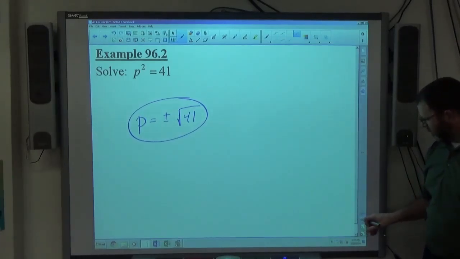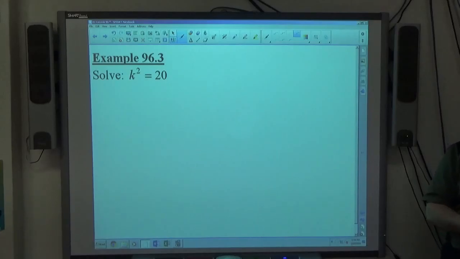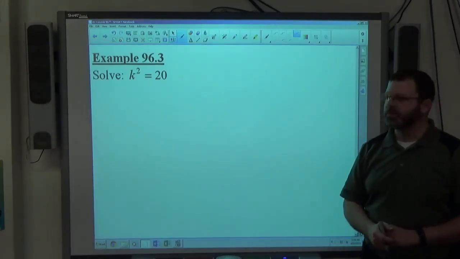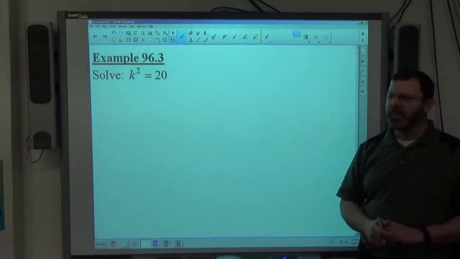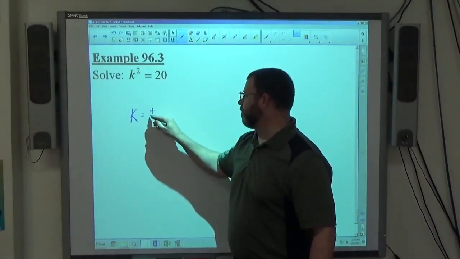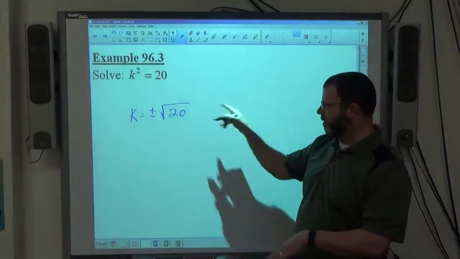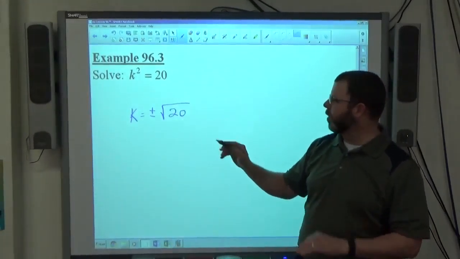And finally, example 3. I changed example 3. Yours says k squared equals 13. Make it say k squared equals 20. And if k squared equals 20, that means k is equal to plus or minus the square root of 20. The reason I wanted it to be 20 instead of 13 is because sometimes we'll have a number that has perfect square factors.